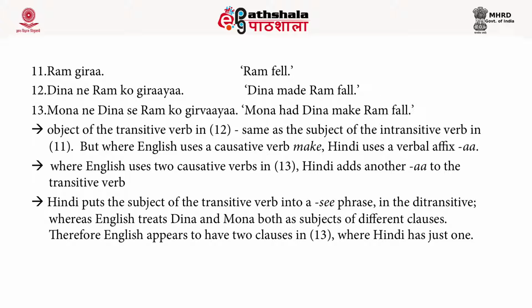Now let us look at the pair of sentences 12 and 13. Where English uses two causative verbs in 13, Hindi adds another morpheme a to the transitive verb. Thus, Hindi puts the subject of the transitive verb into a safe phase in the ditransitive, whereas English treats Deena and Mona both as subjects of different clauses. Therefore, English appears to have two clauses in 13, whereas Hindi appears to have only one clause. This is crucial for the discussion in hand.